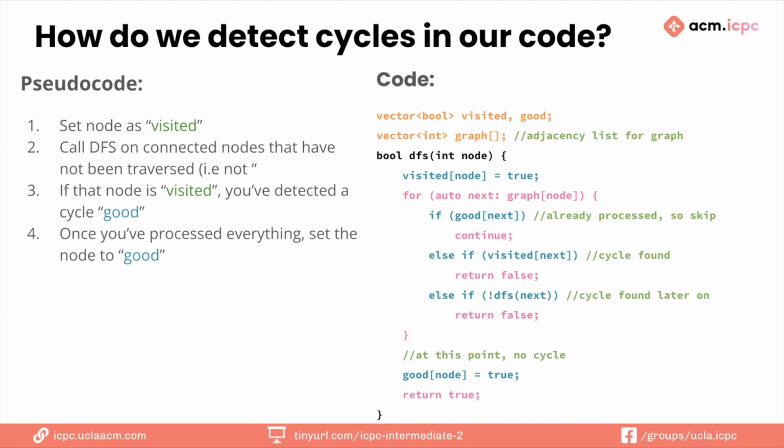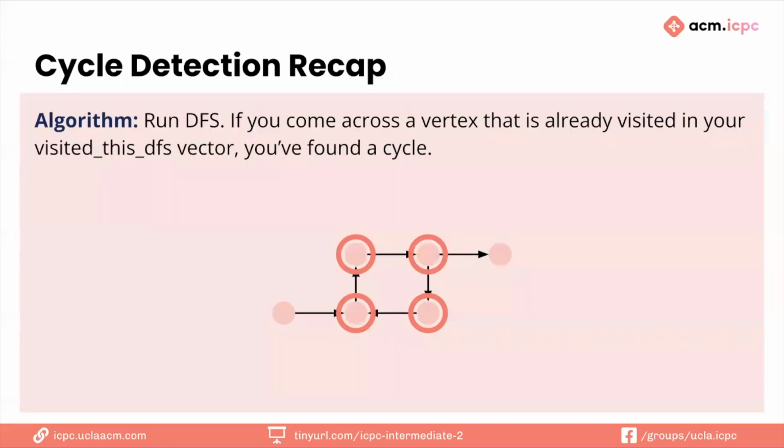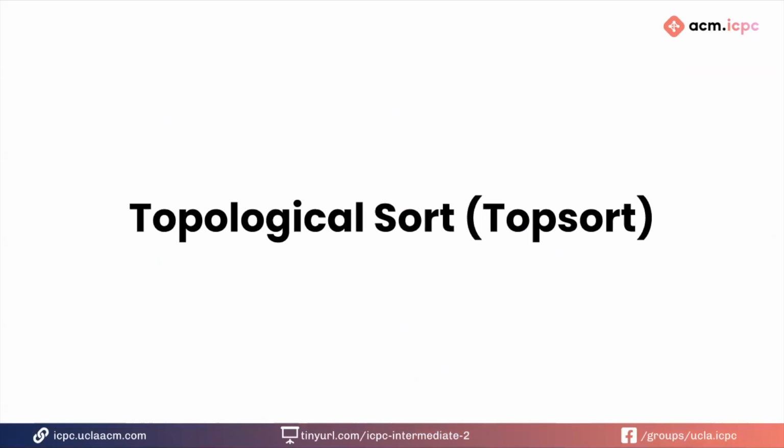All right, sweet. Now that we've done this, if you have a directed graph, you can confirm whether it has cycles or not. So one might ask, well, now that you've confirmed that a directed graph is acyclic, what can you do with directed acyclic graphs? And that leads us to topological sort.